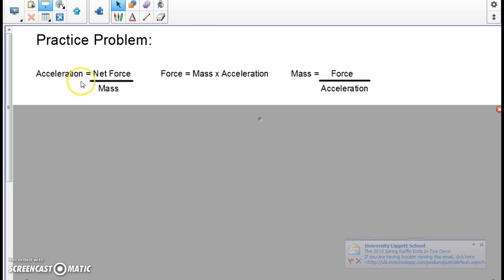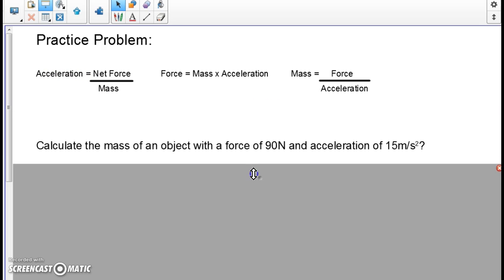So acceleration can be solved by dividing the net force by the mass. There will be times where we might want to find the force, which is mass times acceleration, or the mass, which is force divided by acceleration. All of these are connected to each other. They're all based off of our first equation, and then we've used algebra to sort out the others. So let's start with our first problem.